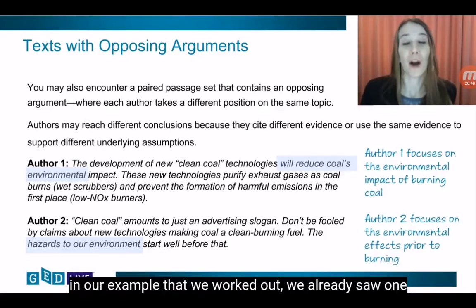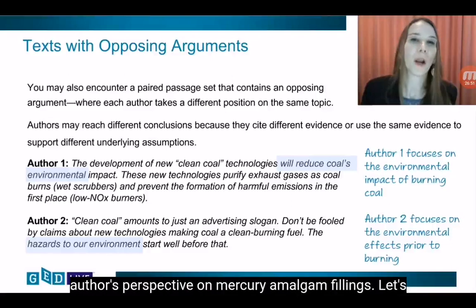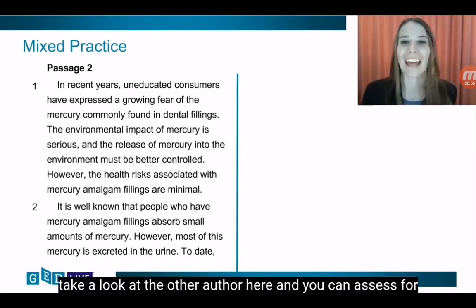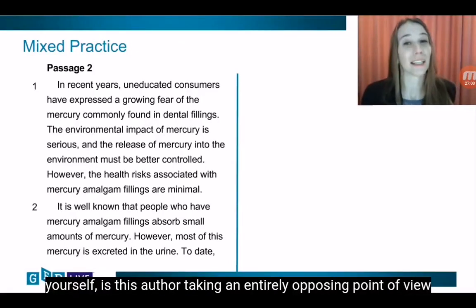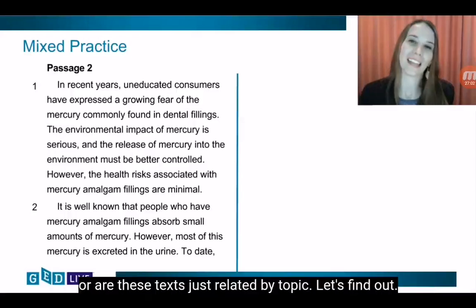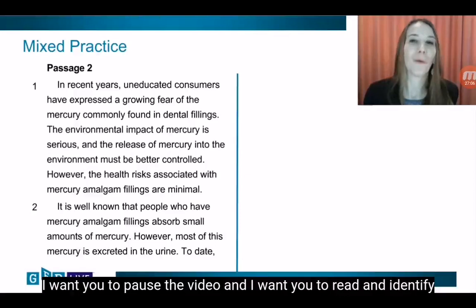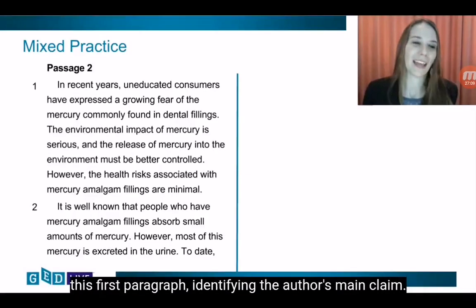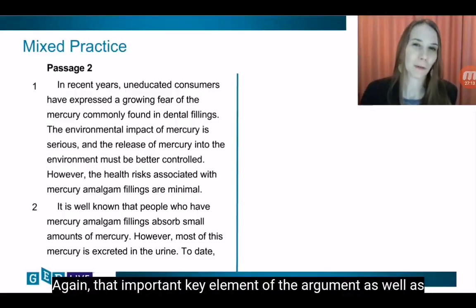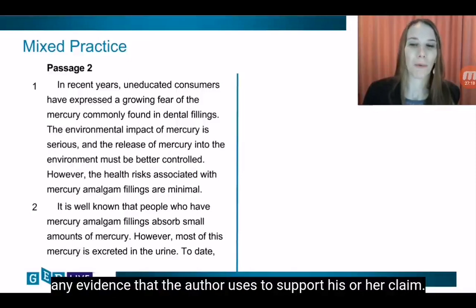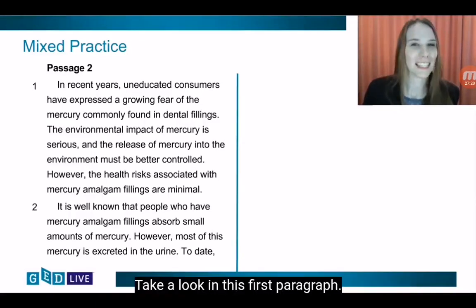Now, in our example that we worked out, we already saw one author's perspective on mercury amalgam fillings. Let's take a look at the other author here, and you can assess for yourself, is this author taking an entirely opposing point of view, or are these texts just related by topic? Let's find out. I want you to pause the video and I want you to read and identify this first paragraph, identifying the author's main claim, again, that important key element of the argument, as well as any evidence that the author uses to support his or her claim. Take a look in this first paragraph.